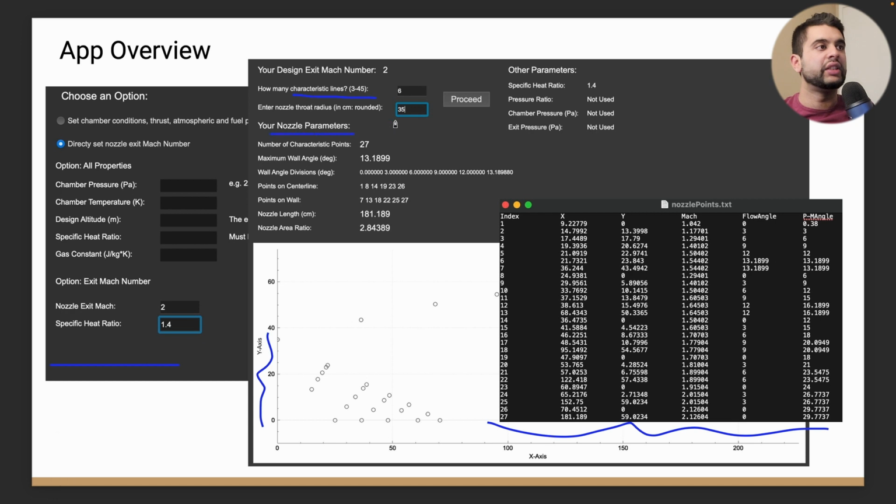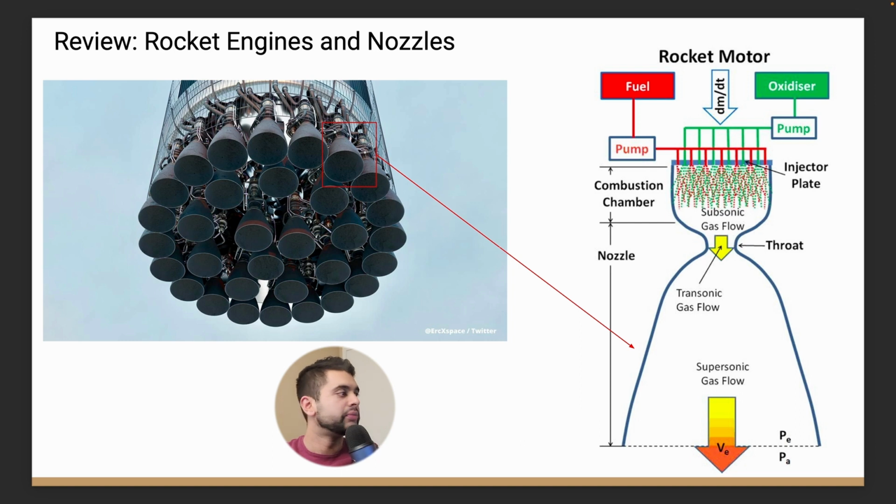You can then see the nozzle parameters down there. We have the number of characteristic points, the maximum wall angle, the wall angle divisions, the points on the center line, those on the wall, and then the length along with the area ratio. Again, I will explain all this in detail as we go along in this lecture. So let's continue.